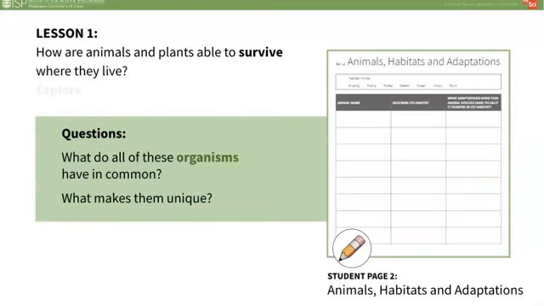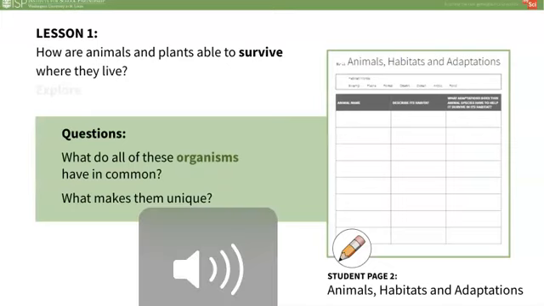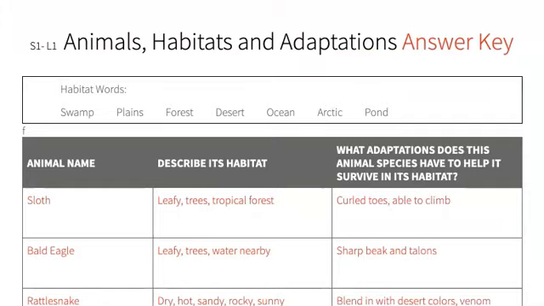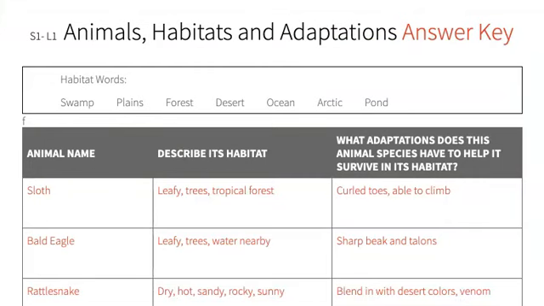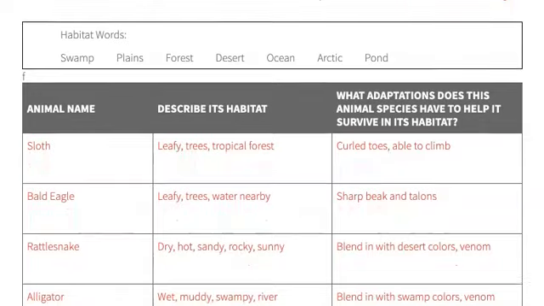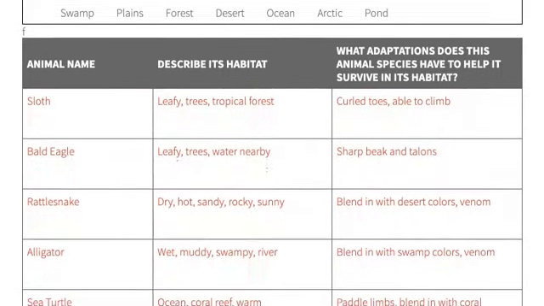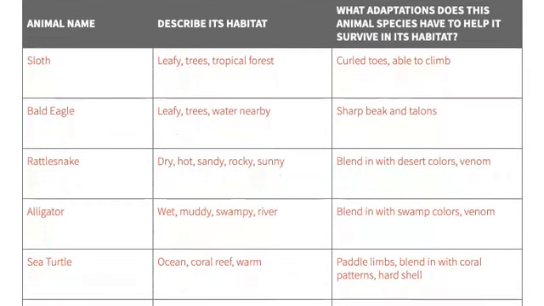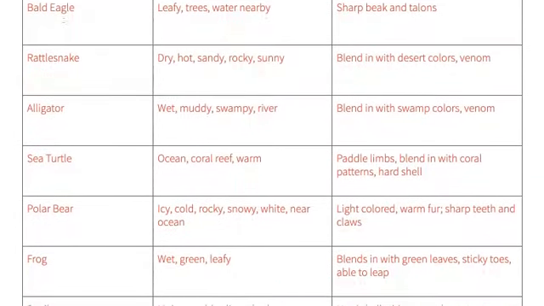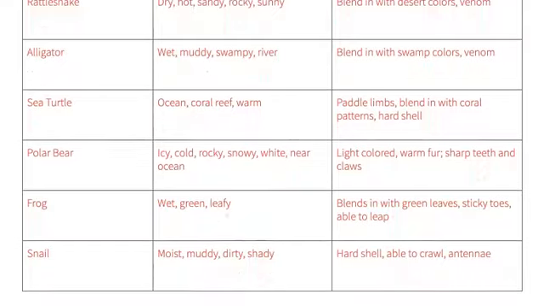In the explore portion of this lesson, students will be divided to work in small groups to identify the animal on their animal habitat and adaptation cards and discuss the habitat in which their animal lives. As they are working, teachers can circulate and ask groups what each of the organisms have in common or what makes each unique. Students may respond that organisms have certain life requirements in common, such as air, food, and water.